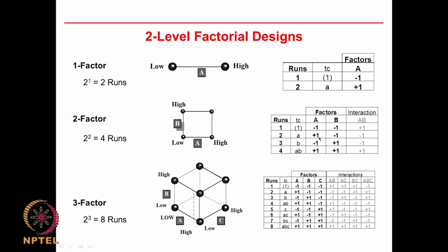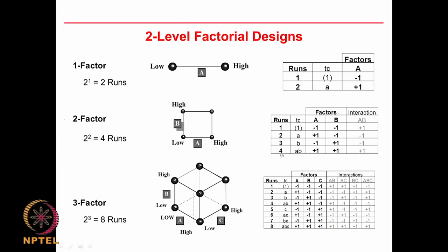-1 into -1 is +1. +1 into -1 is -1. -1 into +1 is -1. +1 into +1 is 1. Do you understand? So interaction AB is given like this. This is the column for interaction AB, and this is the main factor A and B. This is the interaction AB.